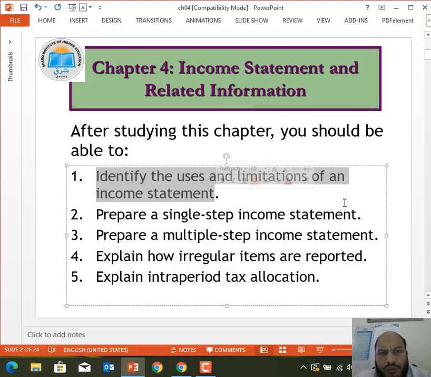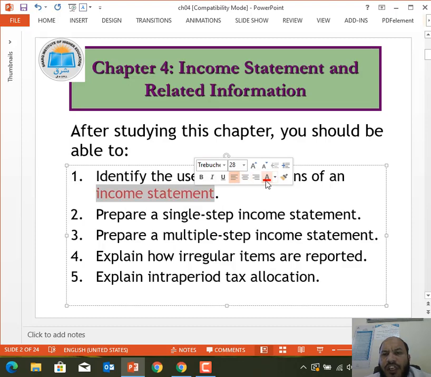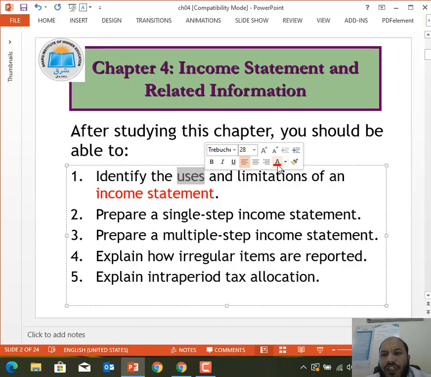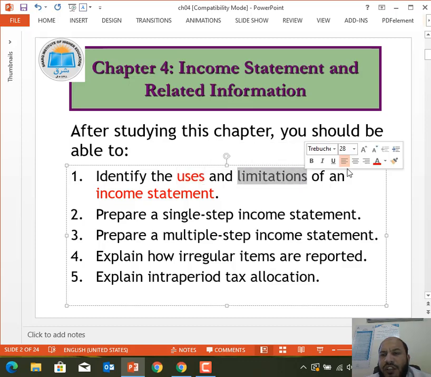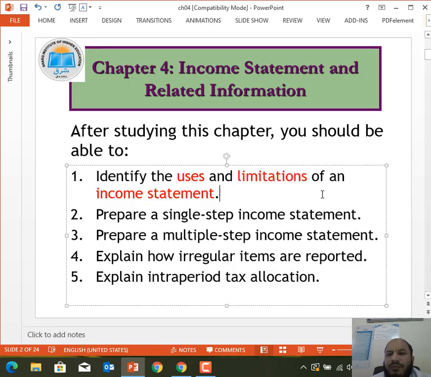But in this chapter, we will move a little bit forward. We will discuss in much more detail what the income statement is. We will learn about it, and also we will learn about its uses, where we can use it, and also you will be able to demonstrate the limitations of the income statement. So all of these are the first objective of the chapter.